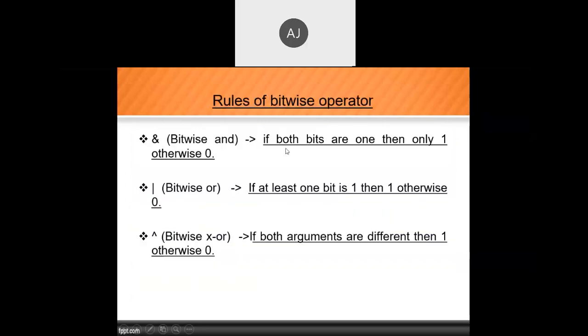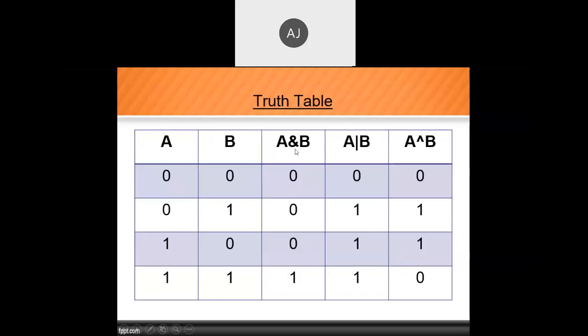What is the rule for A and B? If both bits are one, then only we get one. So A and B gives 0 0 0 1. Why? Because A is required to be one and B is also required to be one. Then we get one. Otherwise, all bits are zero.